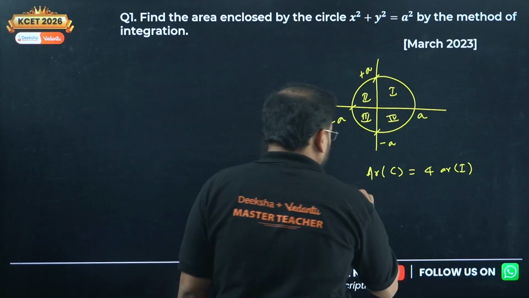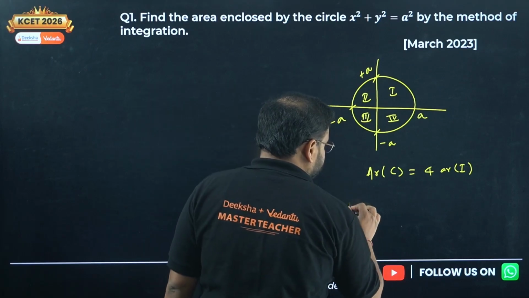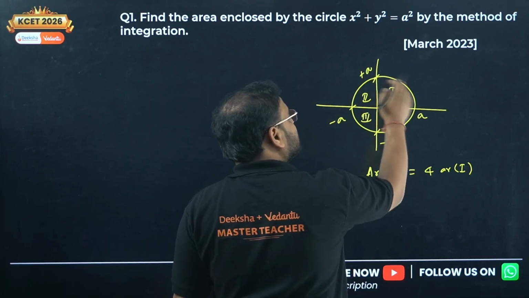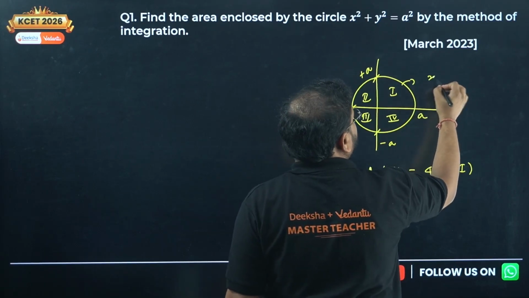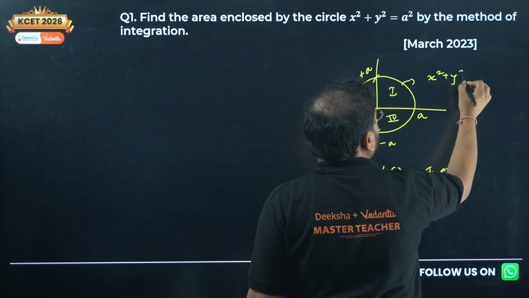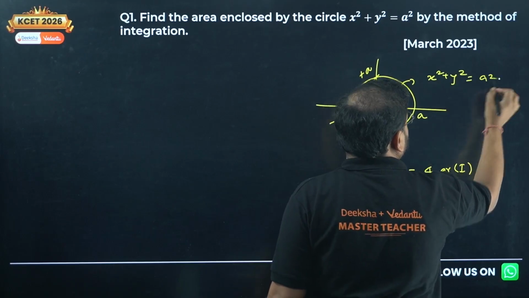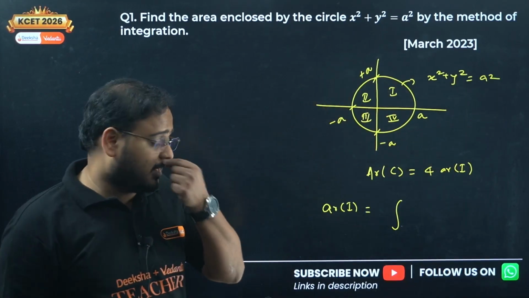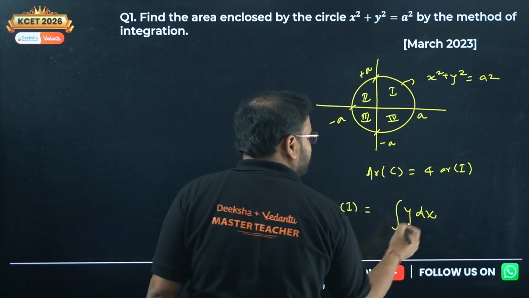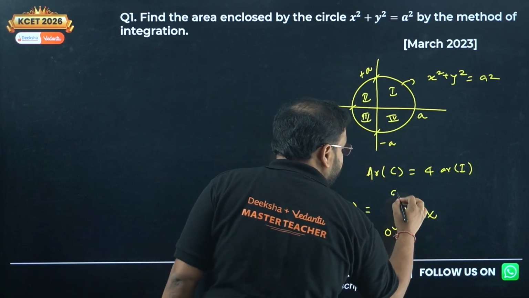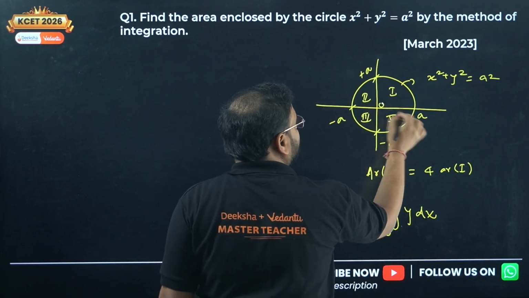Okay, sir. So how do you find the area of part 1, sir? Very simple. Integrate under this curve. What is that curve, sir? The circle's curve, which is given as x square plus y square equals a square. Now to integrate this curve, I'm going to take what? y dx, and the value of x from where to where? From 0 to a. From 0 here to a here.